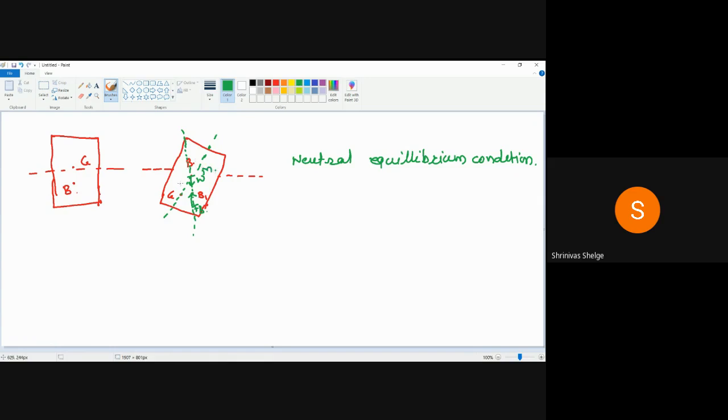This is B, and here G, that is the center of gravity. So M coincides with the center of gravity, and obviously BM is equal to GM. So this is the neutral equilibrium condition. Correct. So this is the end of our session.